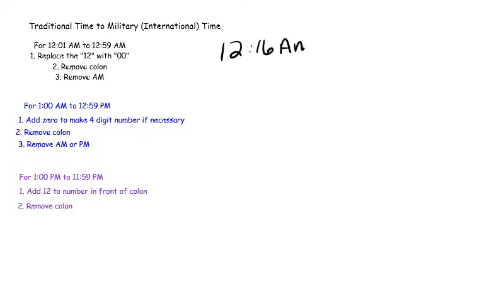12:16 a.m. First, you would take off the 12 and you would put two zeros. You would remove the colon and you would remove the AM, which means you would write 0016 as the time.